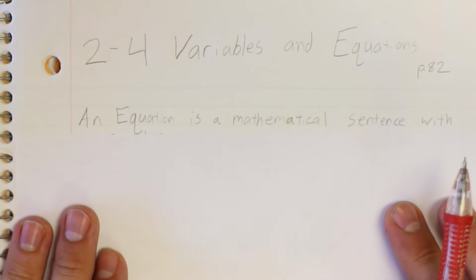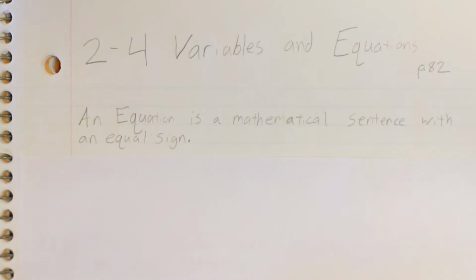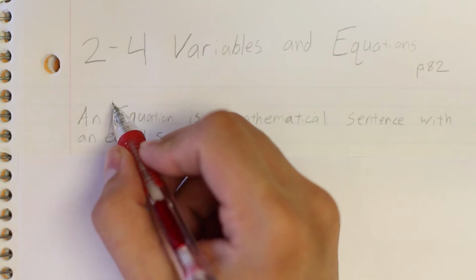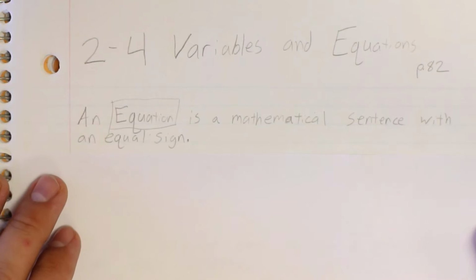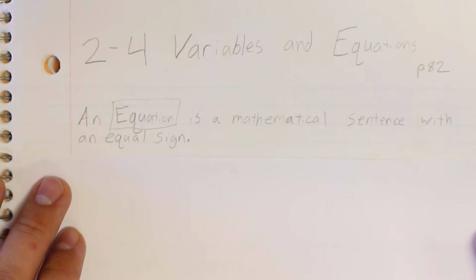All right, let's begin. First, we begin with the definition. An equation, this would be the word that we're defining. Highlight it, underline it, whatever you need to do. An equation is a mathematical sentence with an equal sign. All right, you can always pause if you need to get that, but I'm moving on.